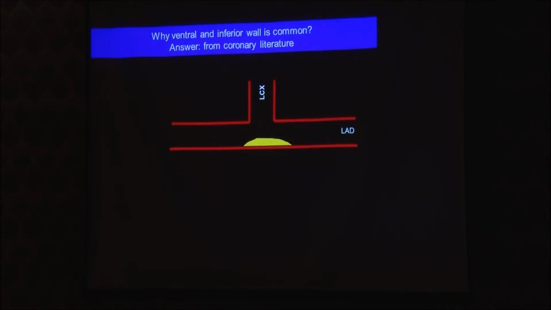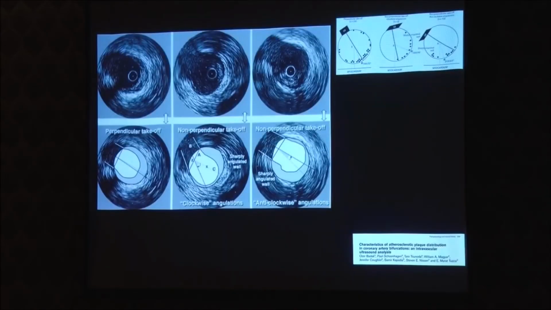So one more thing, a very interesting point that I noted in coronary literature, they found that the plaque tends to occur in the wall opposite to the side branch takeoff. So this is the coronary artery dividing into left circumflex and left anterior descending. Generally, they found that the plaque occurs on the wall opposite, which is very good for us because we know the perforators come from the posterior superior wall, and if the plaque is in the anterior wall, we're more comfortable doing that balloon angioplasty and stenting.